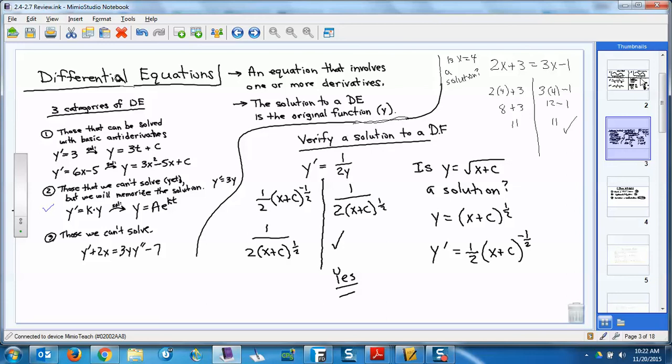For y prime, you have to go over to this. You say, this is y. So what I need to do is take the derivative of it, using my rules. That's my y prime, and that's what I substitute over here. And then I'm trying to see if those two are equal. Sometimes it'll be yes, sometimes it'll be no. Anyway, again, I'll have these notes up on the website.